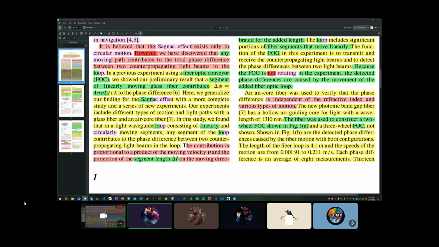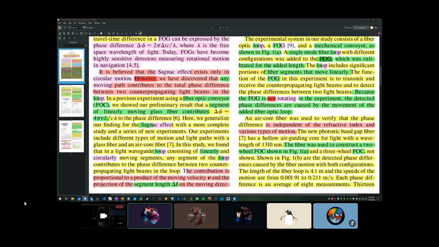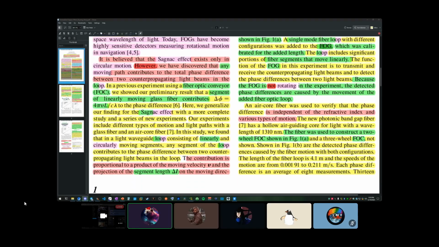All right, so let's see where we're at here. The color legend is down there. Pink is rotation, green is linear, blue is miscellaneous, black is stationary, red is emphasis on importance, and yellow is just generic highlights. Because the Sagnac effect is typically associated with angular rotation specifically, I broke it down into linear and circular color codes to make it easier to understand what they're talking about when going through the paper.